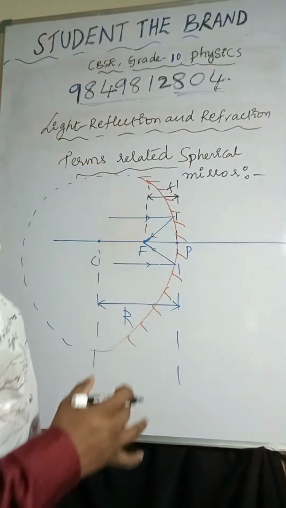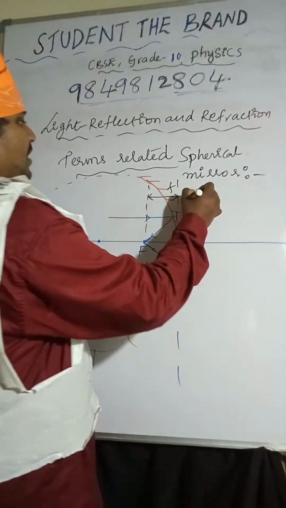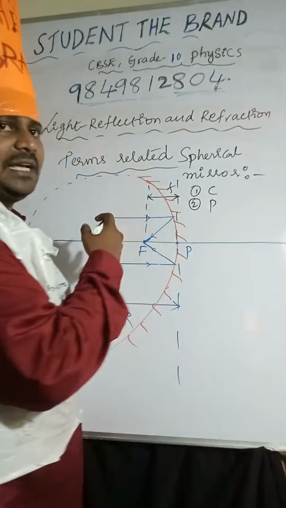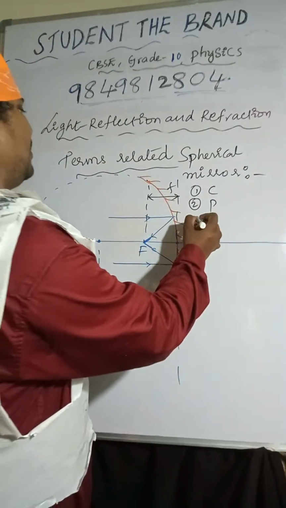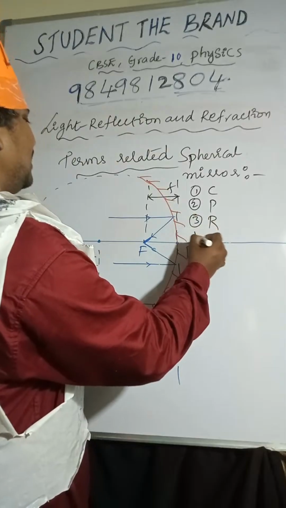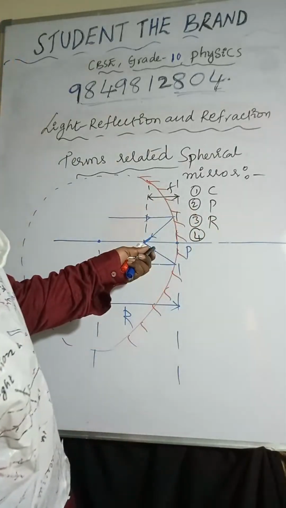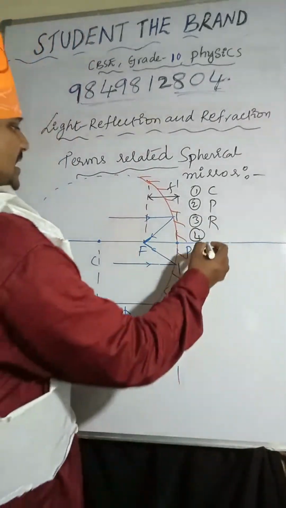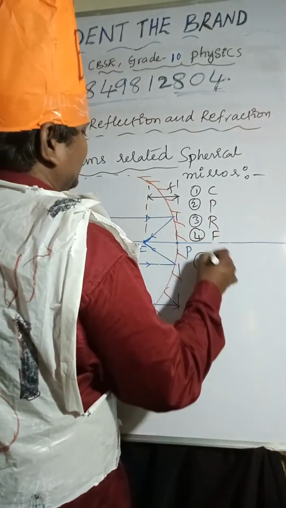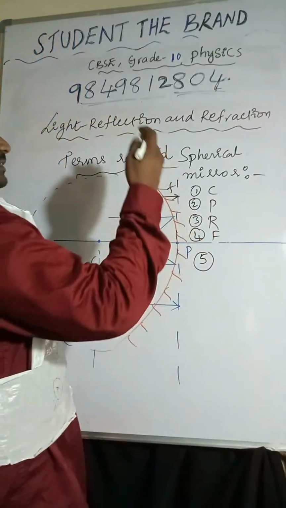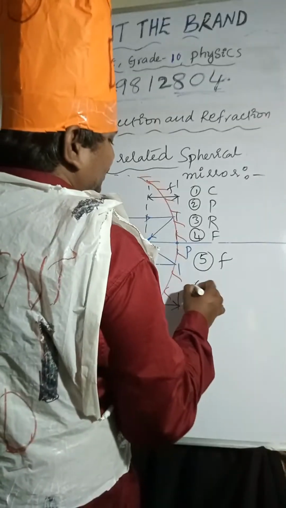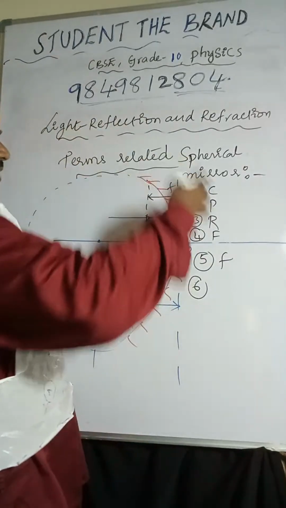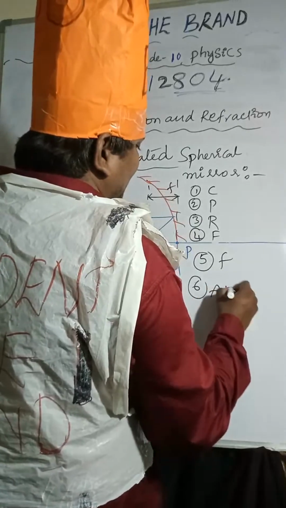The center of the imaginary sphere of which the mirror is a part is called center of curvature. The midpoint of the mirror is called pole. The distance between center of curvature and pole is called radius of curvature. After reflection, all light rays meeting at one point on the principal axis is called focus. And fifth, the distance between focus and pole is called focal length. Width of the mirror is called aperture.